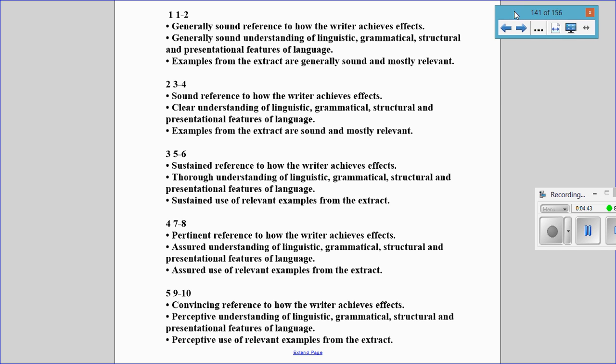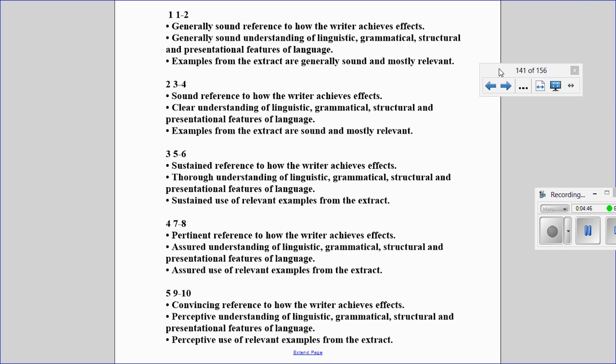In this question, you'll be marked for how you pick out the examples from the extract and whether they support your point. Up to the highest level, we're thinking about a perceptive use of relevant examples from the extract, so really picking quotations that are useful for what you're trying to say. Reference to how the writer achieves effects, so how is the writer achieving something by talking about the theme in that particular extract? And understanding of how that is being got across to you, so how and why and what the effects are.